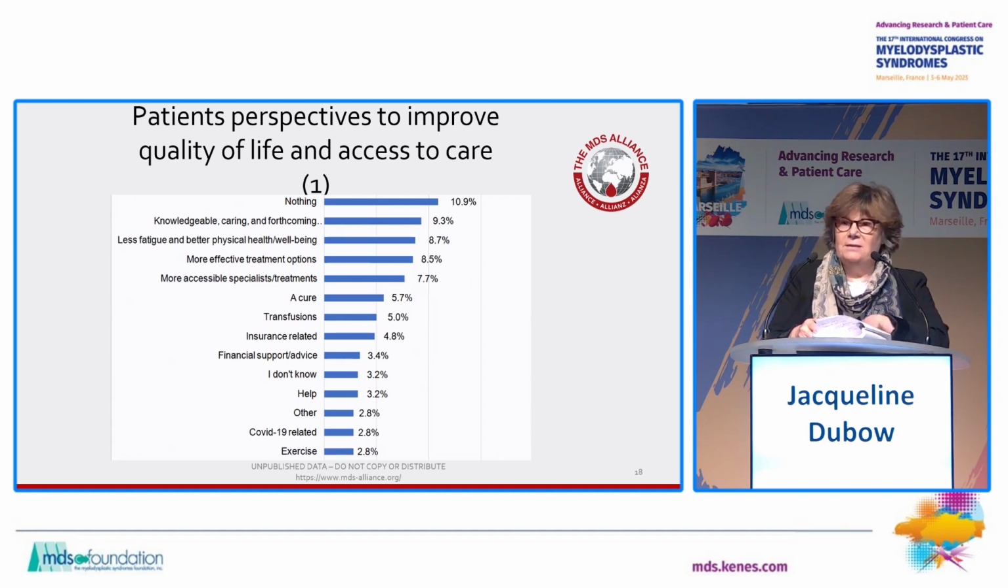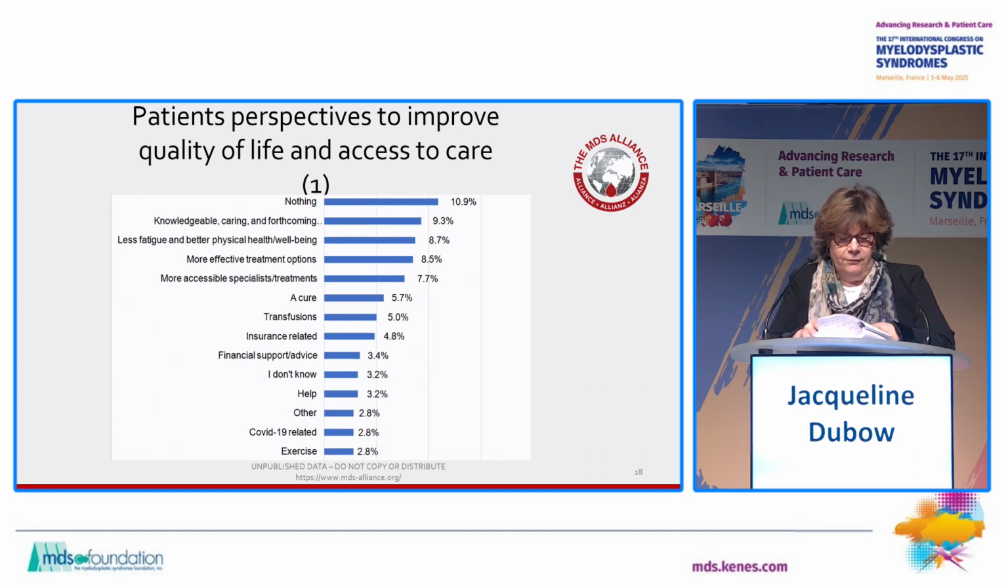Public awareness of the disease, 2.2%. And it's important because when you have a rare disease, you cannot explain what it is because it's a rare disease. And even among some GPs, the knowledge of MDS is not great. So it makes the situation of MDS patients more complicated.